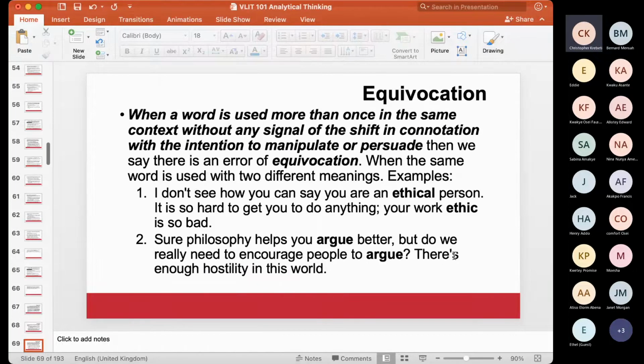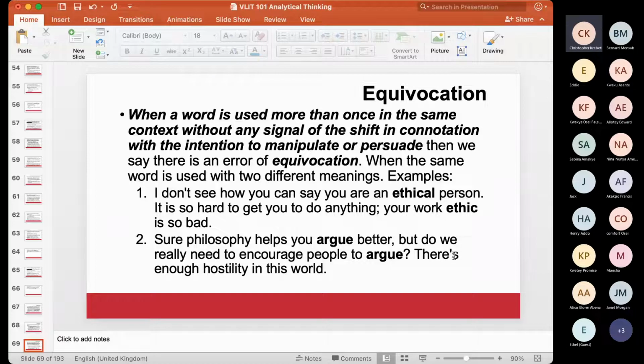Then we talk about equivocation. I think we have gone through this extensively when I took you through the fallacies. Equivocation is when a word is used more than once in the same context without any signal of the shift in connotation, with the intention to manipulate or persuade. We say there is an error of equivocation. It has to do with the usage of a particular term, and anytime it is used, you don't suspect it, but you realize that it has shifted in meaning.